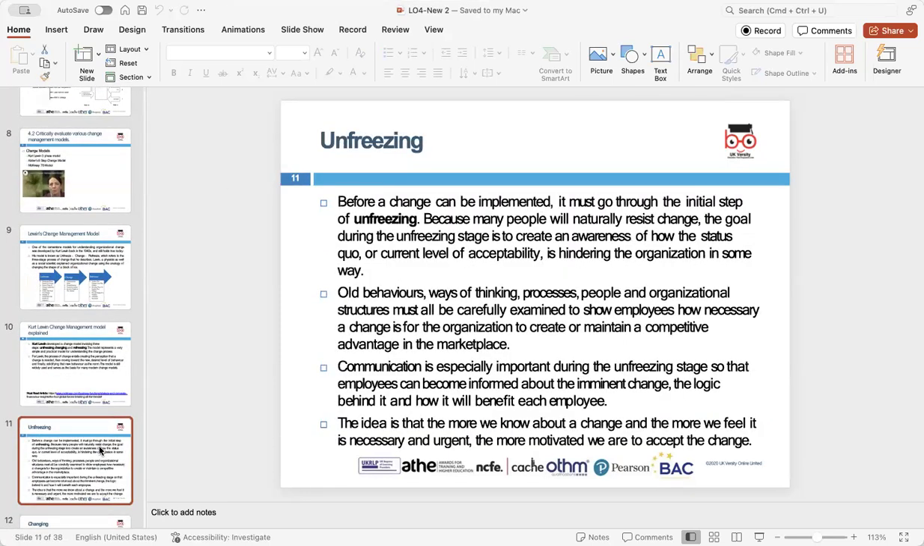So, unfreezing, the first step. Before the change can be implemented, the initial unfreezing stage is necessary. This stage creates awareness of how the current state of affairs may be limiting or negatively affecting the organization. Individuals within the organization need to understand why maintaining the status quo is not beneficial. By demonstrating the potential downsides of not changing, the organization fosters a sense of urgency for transformation. The unfreezing step involves examining behavior, process, and structure to highlight the need for change. This can help remove psychological barriers that individuals may have regarding the proposed change.